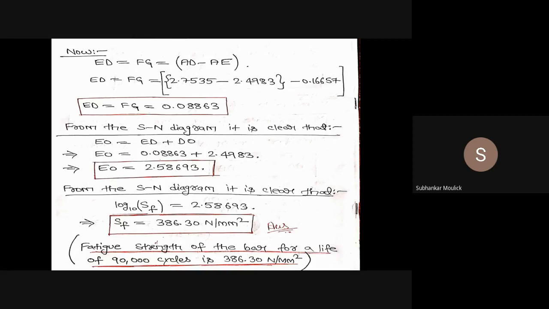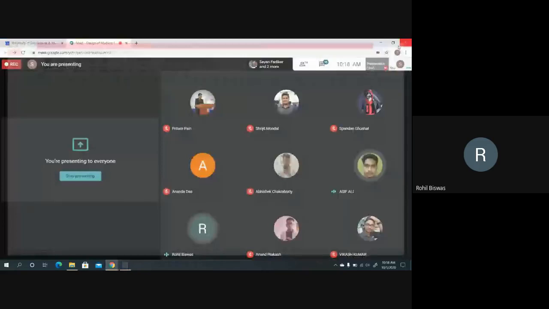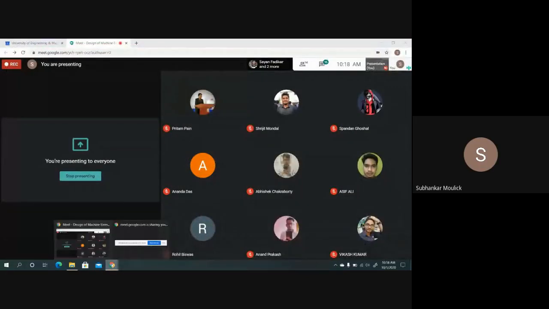And regarding the use of design data book, already it is given in your Google Classroom. So before the exam, just take a printout of that design data book, because during the examination you might be using that design data book to find out different factors. Okay, any doubt so far? No, sir. Okay, so with this I end my today's lecture over here.